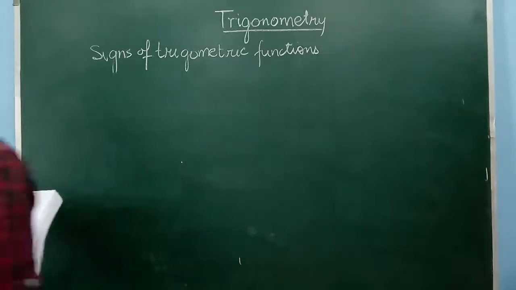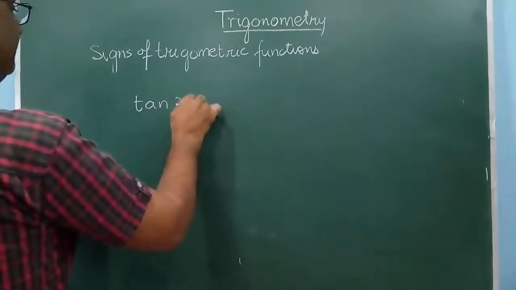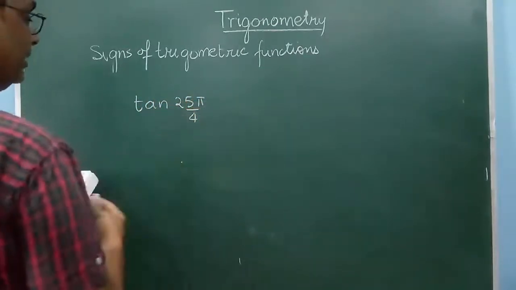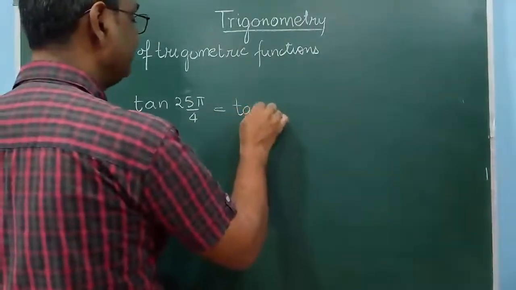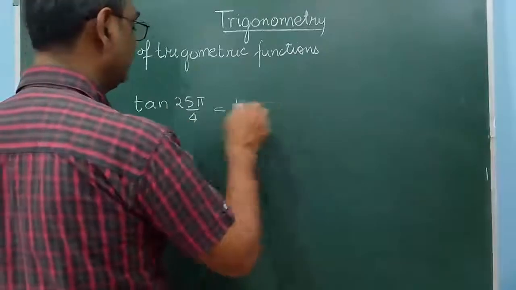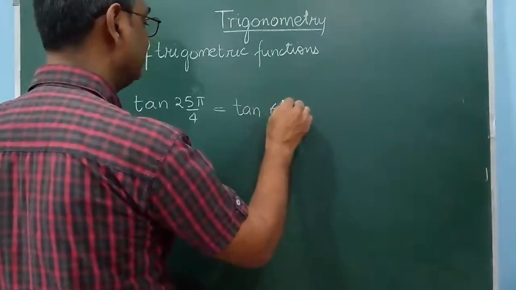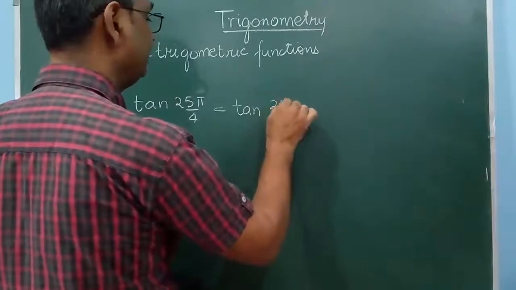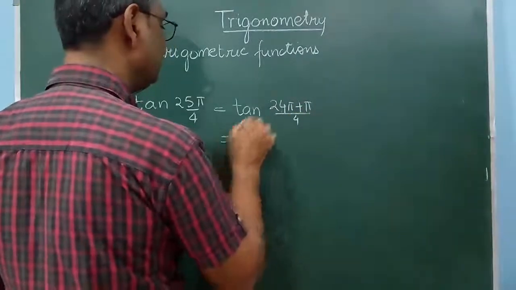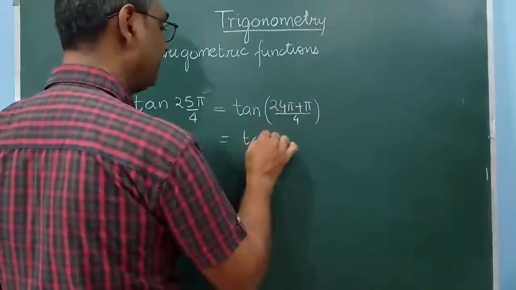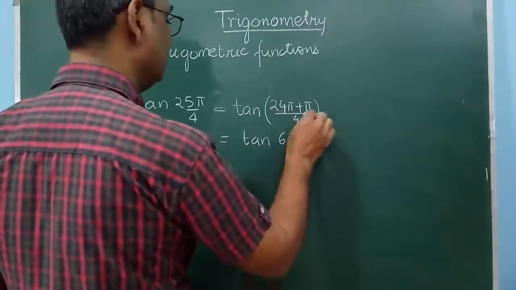Find the values of the following: tan 25 pi by 4. First you divide it. How much will you get? 25 means 6 pi, or you can write 24 pi plus pi by 4. So this is tan of 6 pi plus pi by 4.